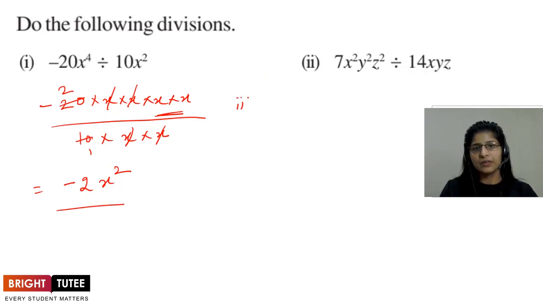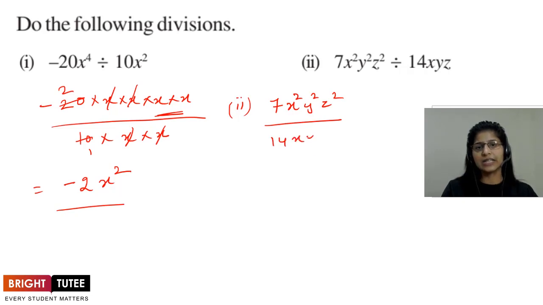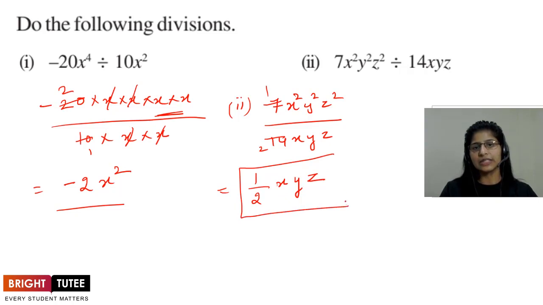In the second part, when we solve, we have to divide 7x square y square z square with 14xyz. Right, so 7 ones are 7, 7 twos are 14, 1 upon 2. x square upon x, 1x will get cancelled, only x. y square upon y, only y would be left, and z square upon z, only z would be left. So this is the answer for the second part. Right, I hope the division of a monomial by another monomial is quite clear and really easy to do.